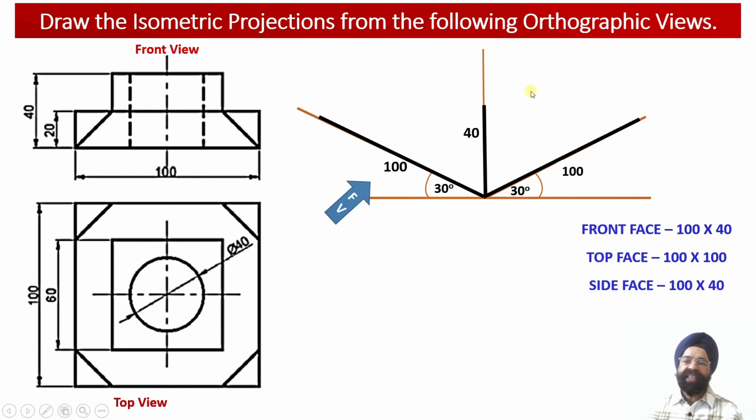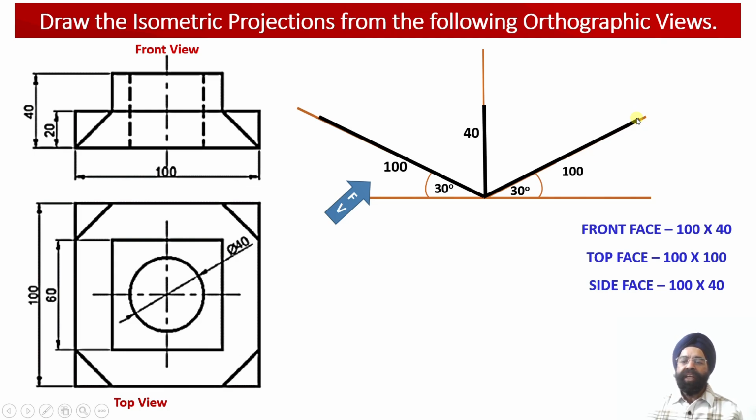Similarly, the right hand side face will be mirroring. Width is equal to 100 millimeter and height is equal to 40 millimeter. So the right hand side face will be projected alongside the YZ plane over here. Alongside the y-axis, we are going to project the height of the object. Alongside the isometric z-axis, we are going to project the width of the object over here.